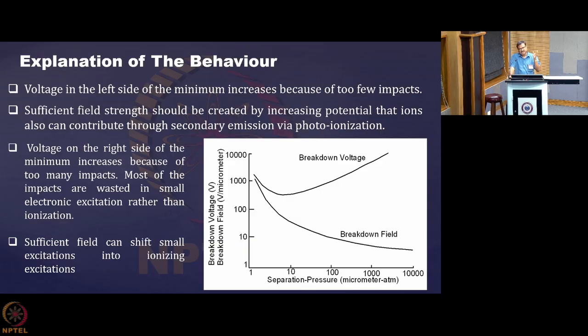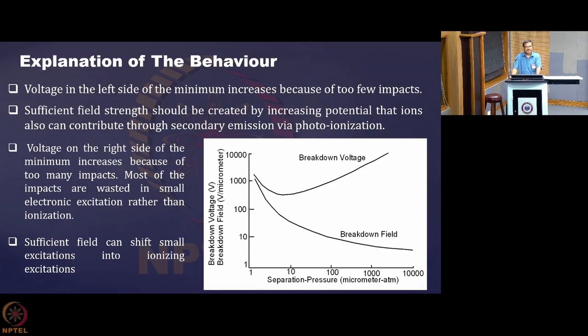Because it is now getting accelerated for a shorter amount of time before it gets enough energy and collides, you need to increase the electric field, in other words the background voltage, so that you can impart higher energy in a shorter time. Then the force is more, so you can impart higher energy in a shorter time before it collides with the other particles. So, that is how the breakdown voltage is increasing on either side of the PD min.